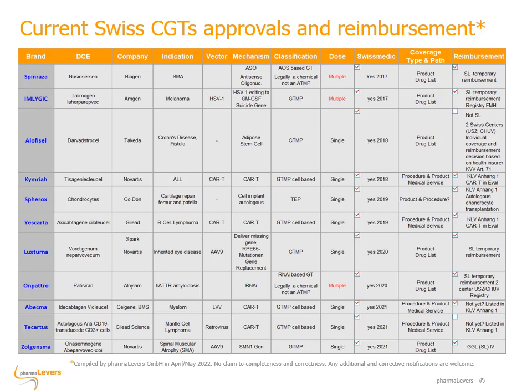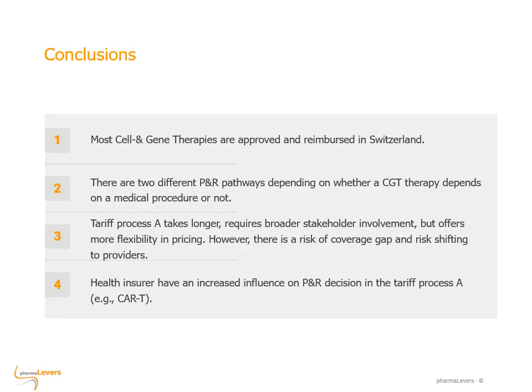The reimbursement of 6 therapies was carried out according to the product, mono, pathway. 5 according to the product and procedure, combo, pathway, mostly for CAR-T. 3 out of 11 products require multiple dosing. Of the 11 products, 4 are gene therapies, 4 cell-based gene therapies, 2 antisense oligonucleotides and RNA, and 1 is a tissue-engineered product. In summary, most cell and gene therapies are approved and reimbursed in Switzerland.